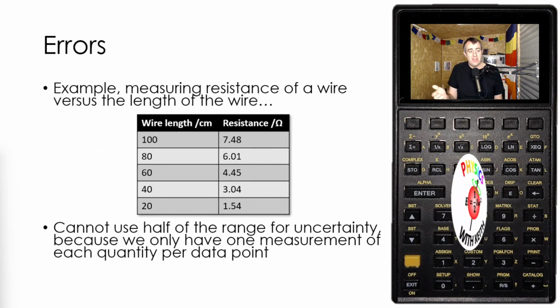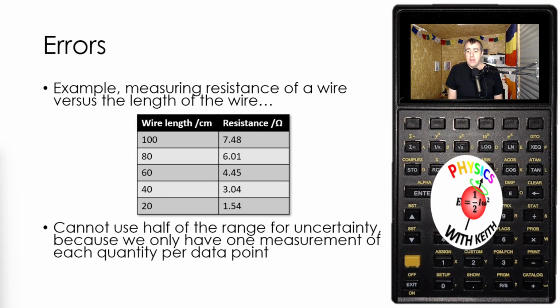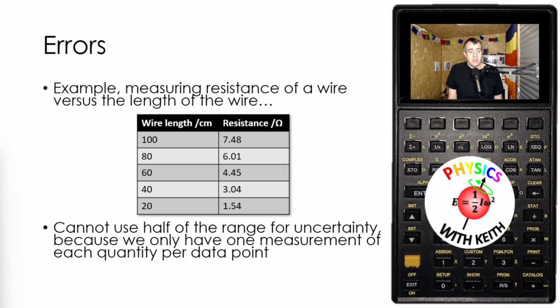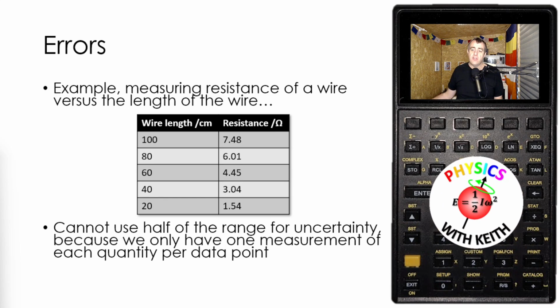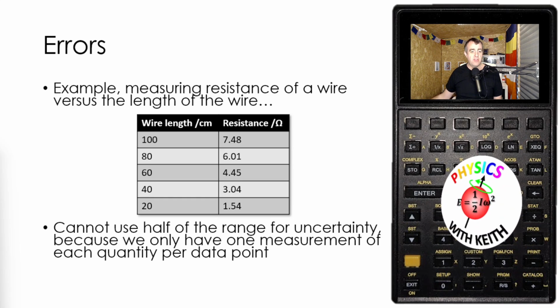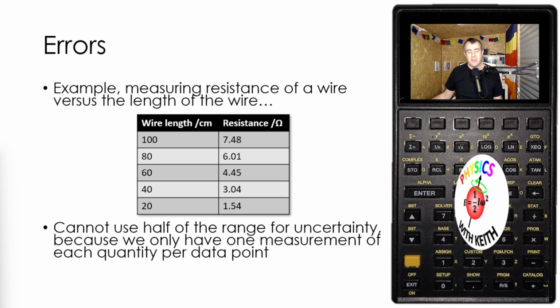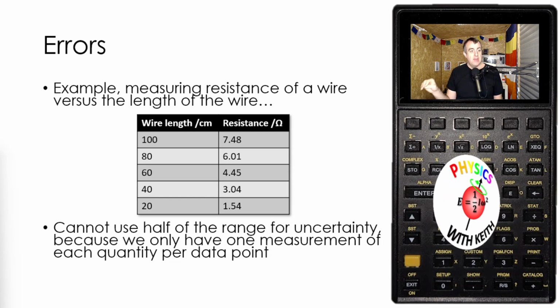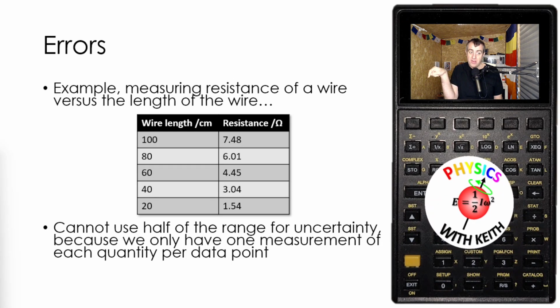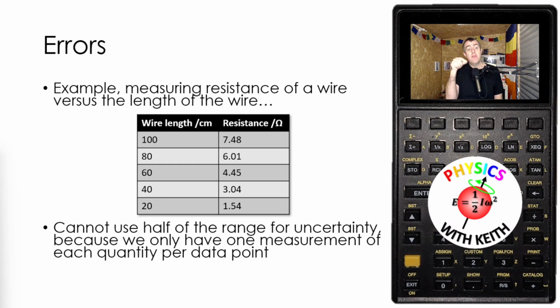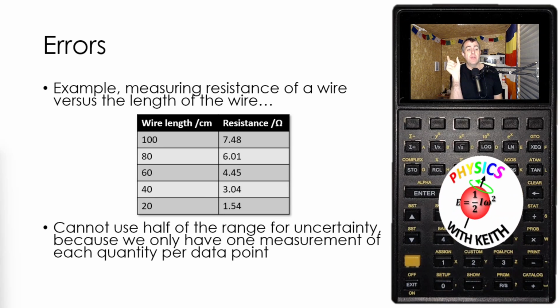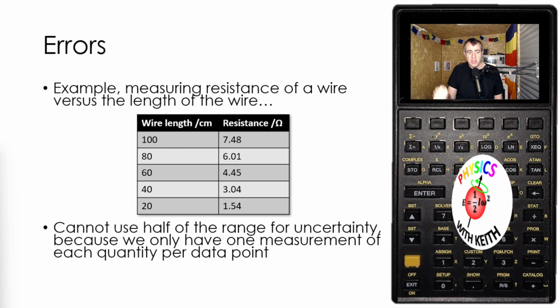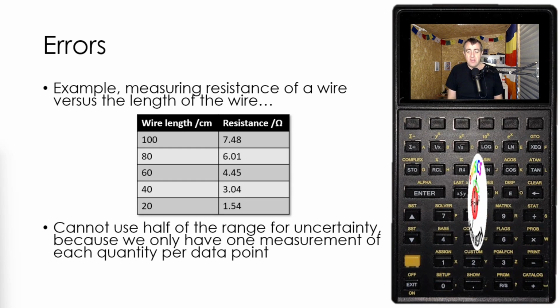You can't do it in this case. For example, if we're measuring the resistance of a wire as we change the wire's length, we can't just do 100 subtract 20 divided by 2 to get the uncertainty in the wire length. That doesn't work. That's not what we are doing here. So we do have to be a bit careful. Each of these rows is a data point. And if we had made multiple measurements of resistance for a particular wire length, then we could have an uncertainty for that particular resistance. But because we changed the wire length each time and only have one value of resistance for each, we can't really do very much with that.